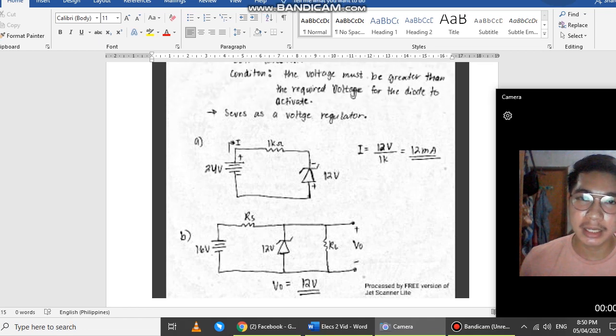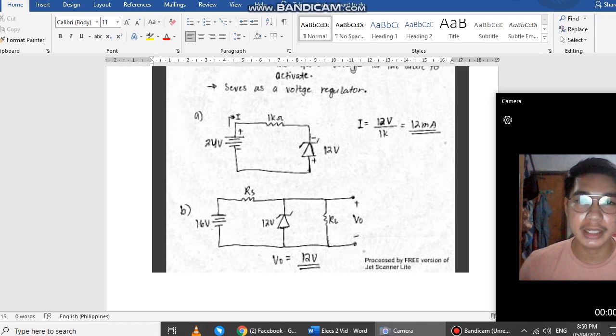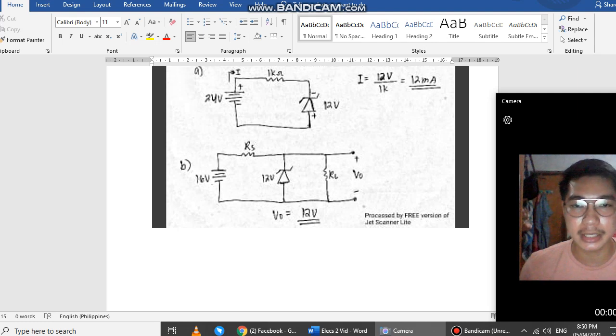For example B, this is an example of a voltage regulator. We have a 16 volt voltage source and we have a 12 volt Zener diode. So the principle behind it is that whatever the amount of voltage source being inserted in the circuit, the output voltage would be equal to the voltage of the Zener diode, or approximately equal to the voltage at the Zener diode.